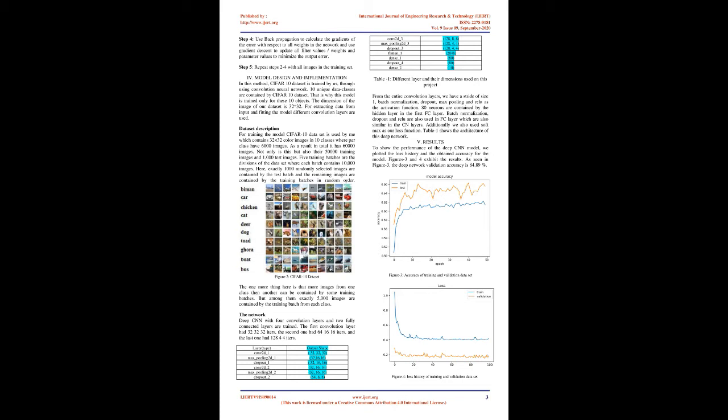Step 4. Use backpropagation to calculate the gradients of the error with respect to all weights in the network and use gradient descent to update all filter values/weights and parameter values to minimize the output error. Step 5. Repeat steps 2 to 4 with all images in the training set.